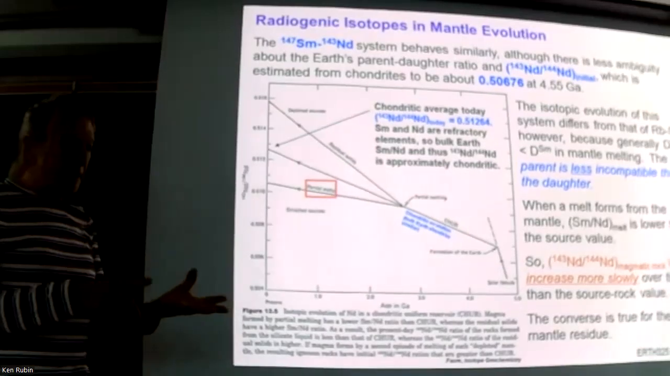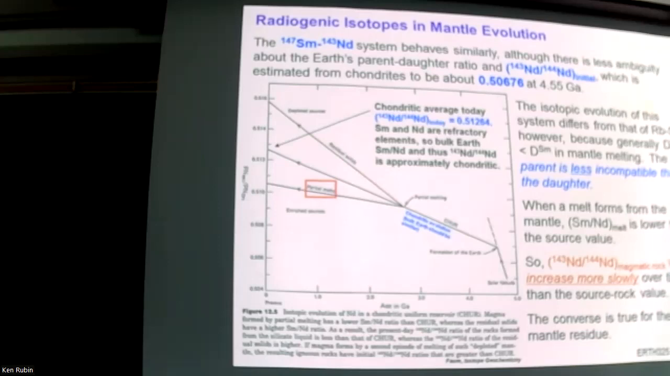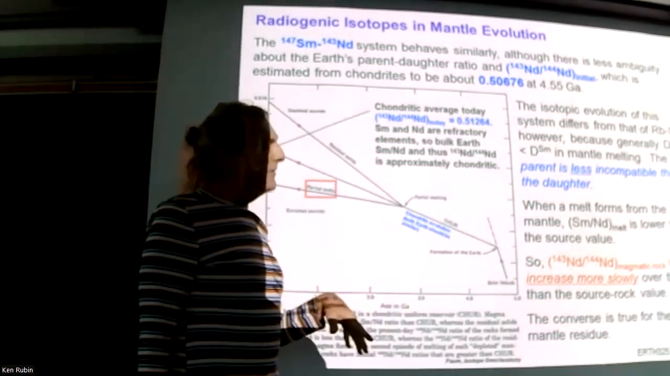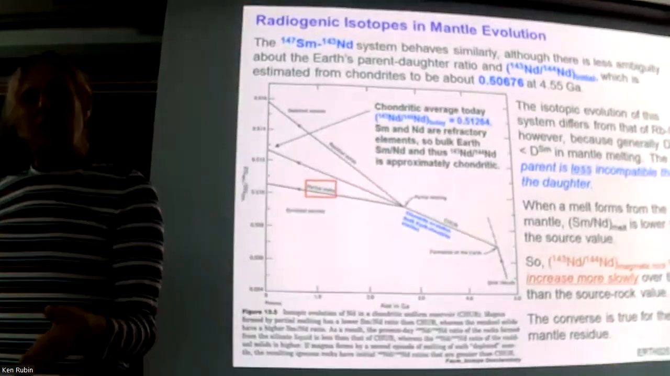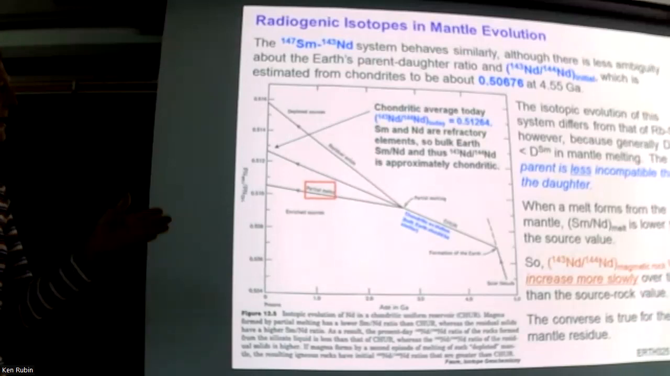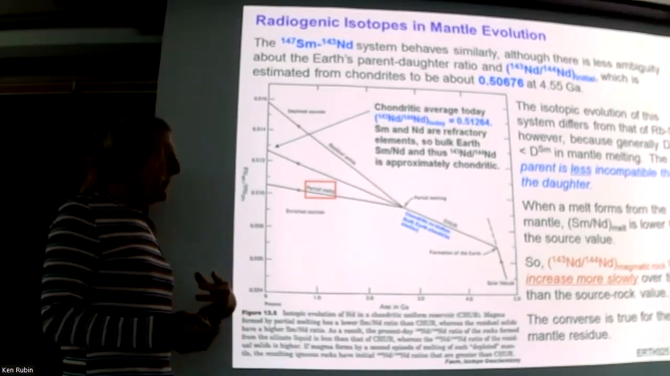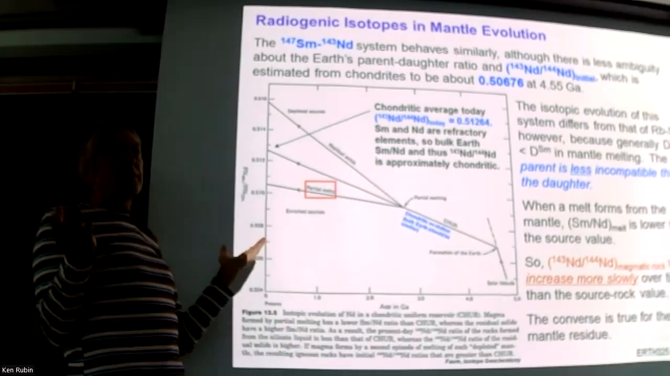Now, because samarium and neodymium, they're both down here in the rare earths, and the rare earths are refractory elements, we have a lot simpler time with estimating the initial value of the Earth. It's just chondritic, the chondritic uniform ratio. So we can look at the chondrite values for samarium and neodymium. We can look at their isotopic abundances, average those across chondritic meteorites, and say, yeah, that's where Earth started.